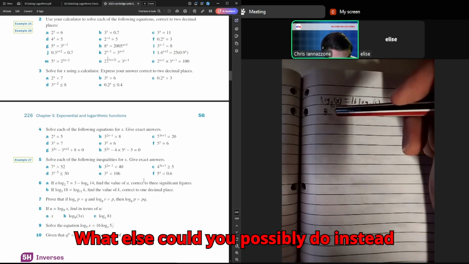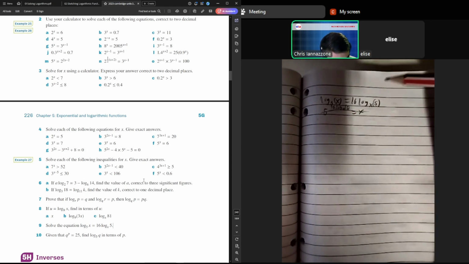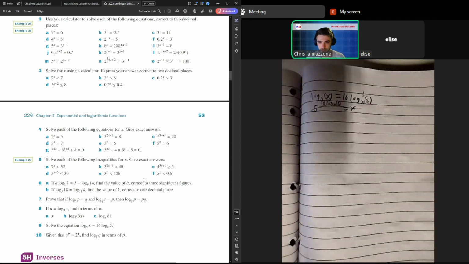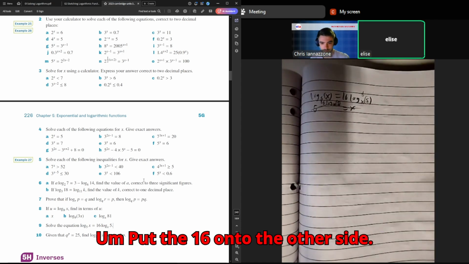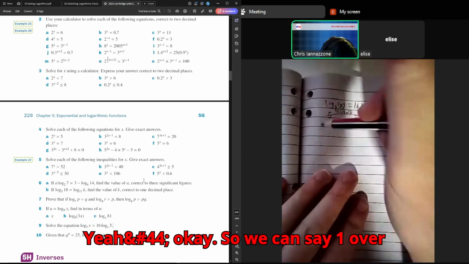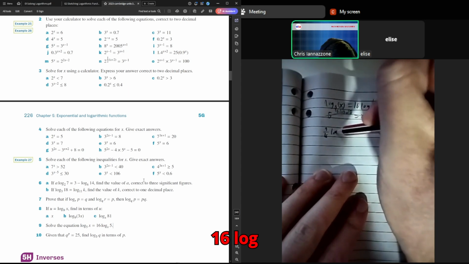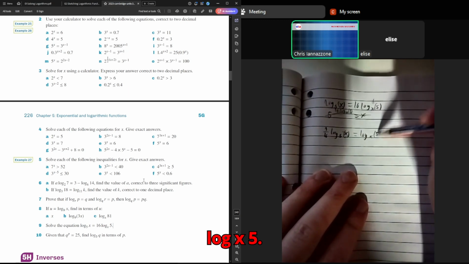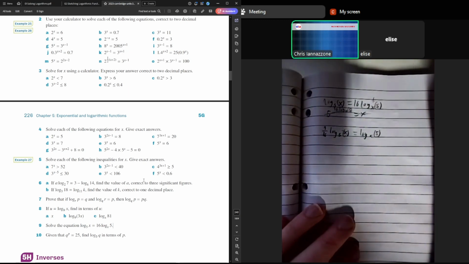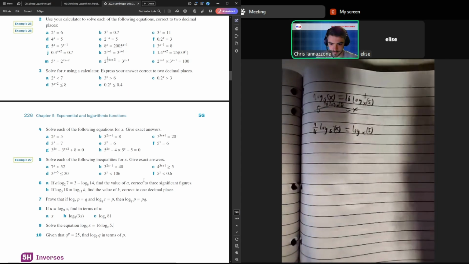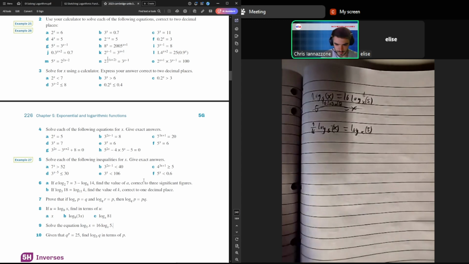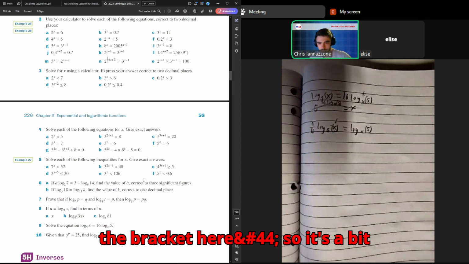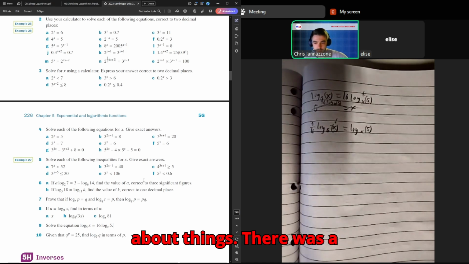What else could you possibly do instead of converting? Because you're trying to solve for x. What's the way you can imagine to free the x? Put the 16 onto the other side. Yeah, okay. So we can say 1 over 16 log 5x is equal to log x5. So I guess one of the challenges we have here is that x is in both the base and the bracket here. So it's a bit difficult to imagine how you might go about things.